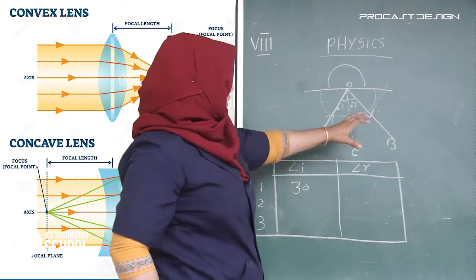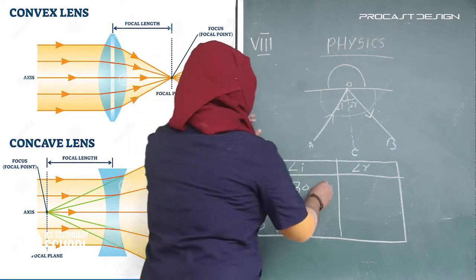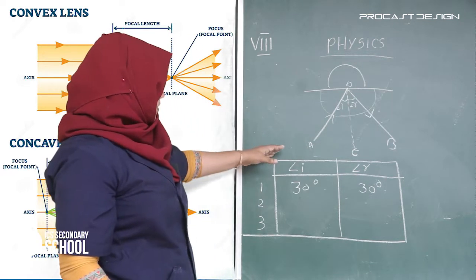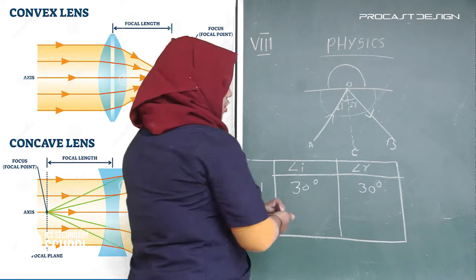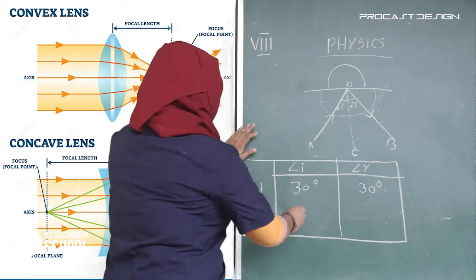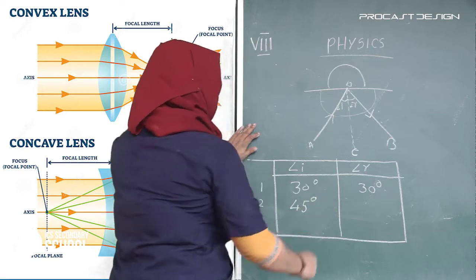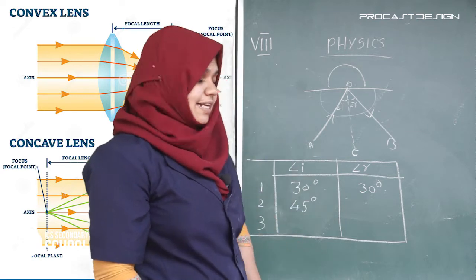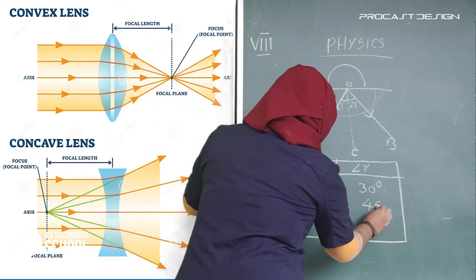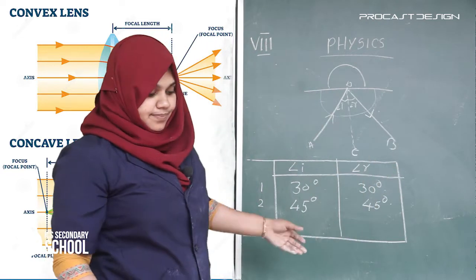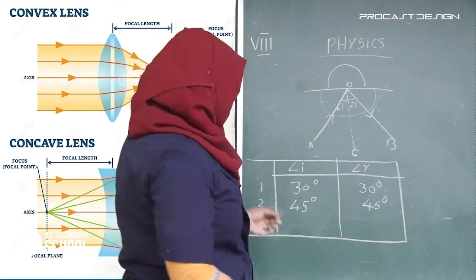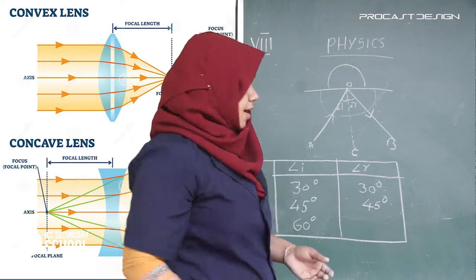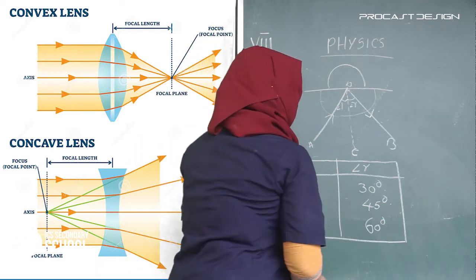We can easily get this by the protractor. This is 30 degrees, this also 30 degrees. Then second, next we place this torch at 45 degrees. At an angle of incidence of 45 degrees, what will be the angle of reflection? The angle of reflection will also be 45 degrees. Then third, angle of incidence 60 degrees. At that time what is the angle of reflection? The angle of reflection is also 60 degrees.